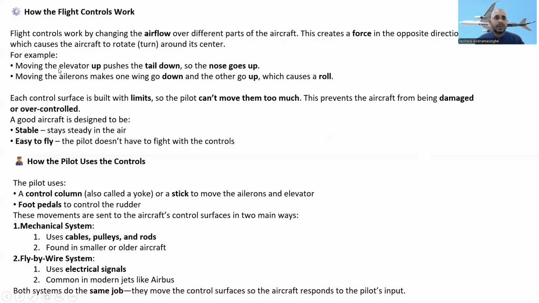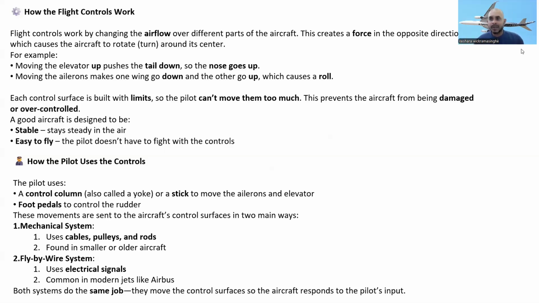Example, moving the elevator up pushes the tail down. Let's see, this is the elevator and this is the nose. If the elevator goes up, then the tail goes down and the nose goes up. I cannot show it with my hand, like this. See, moving the elevator up, tail down, and nose goes up. Moving the ailerons makes one wing go down and the other go up, which causes the rolling action.